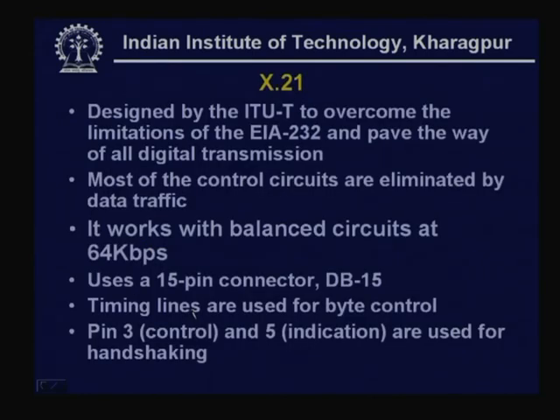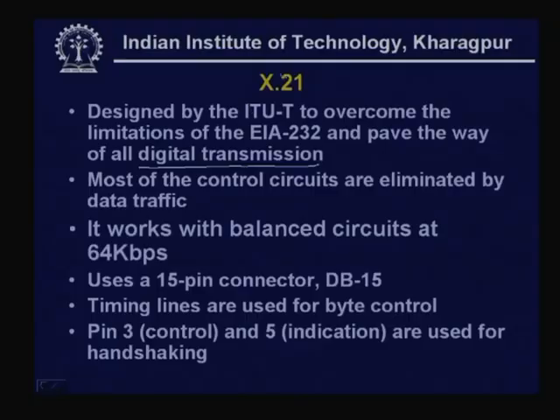Another standard which has been proposed by ITU-T to overcome the limitations of EIA232 is the X.21. So, this X.21 was designed by the ITU-T to overcome the limitations of EIA232 and pave the way of all digital transmission. RS232 was developed in the era of analog transmission or analog communication. On the other hand, X.21 was developed to facilitate digital transmission.